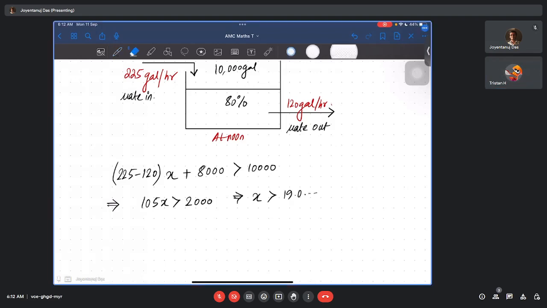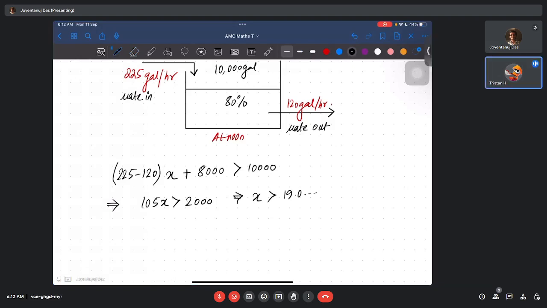Okay. So he would first see it start overflowing at 8 a.m. Okay, 8 a.m.? One minute, let me check. So they are saying that after... No, no, he starts after 1 p.m., right?